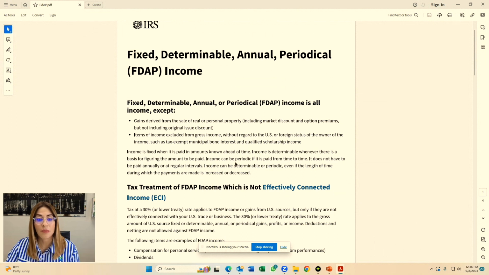Okay. So income can be periodic if it is paid from time to time. It doesn't have to be consistently paid month after month or week after week in order to be considered periodic. It could happen here and there. Right. It does not have to be paid annually or at regular intervals. Like I just said, income can be determinable or periodic, even if the length of time during which the payments are made is increased or decreased. So they're specifying this so that people don't try to manipulate how or when people get paid in order for it to not be considered FDAP. Because again, FDAP is taxed at 30%, right?